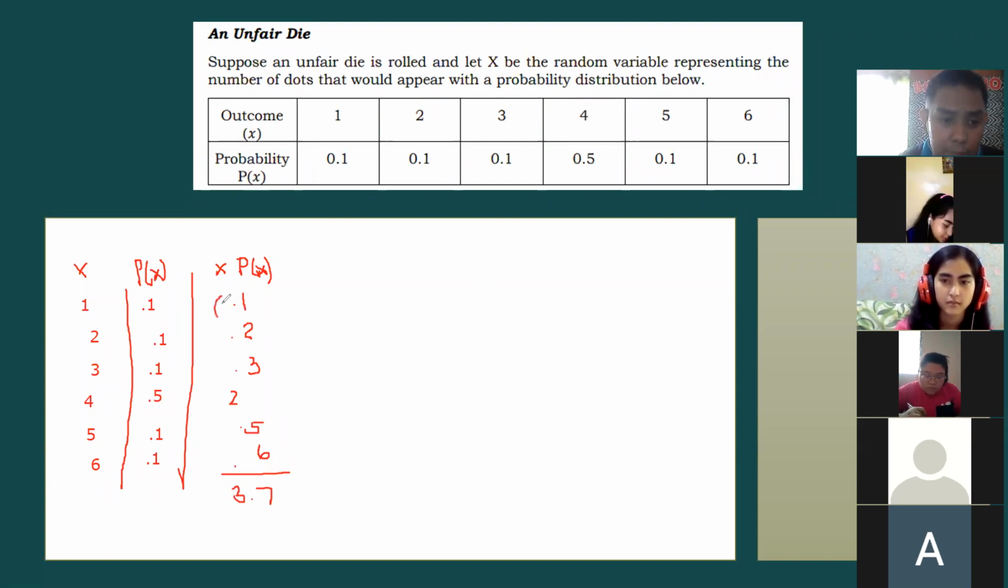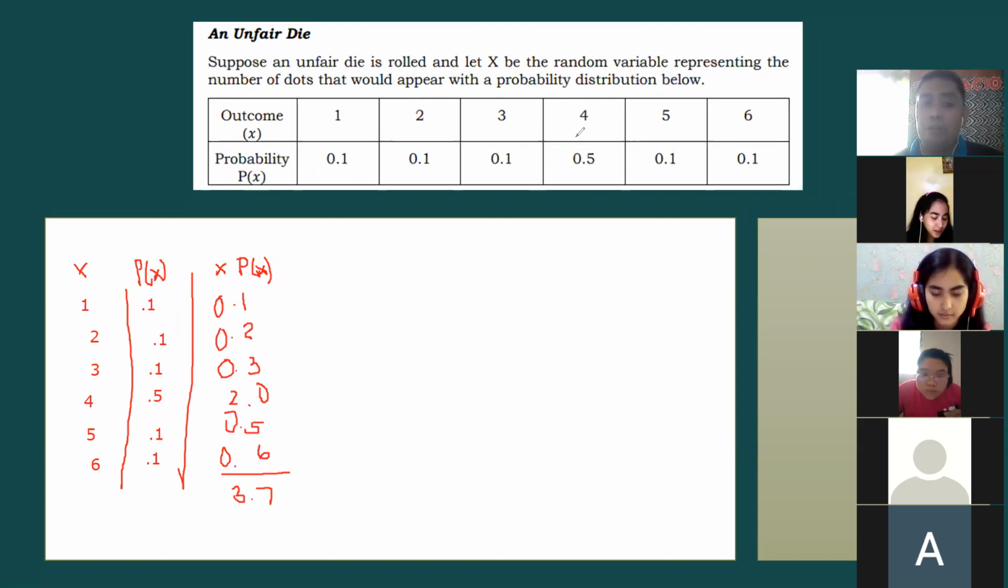Para po hindi malito yung iba, 0.1, 0.2, 0.3, 2.0, 0.5, at saka po 0.6. Yeah. So our mean or expected value, the mean is 3.7. Do you have the same answer? Okay, click po tayo. We can continue now.